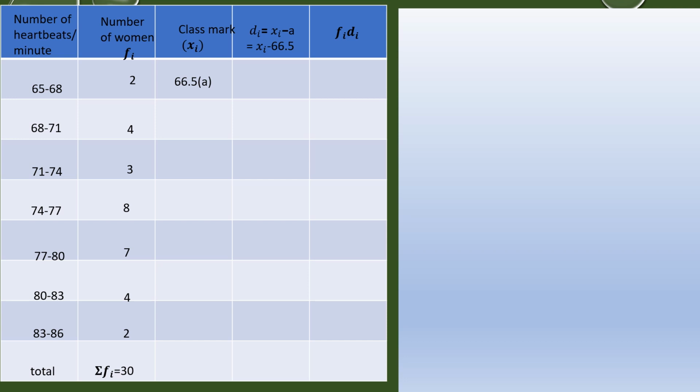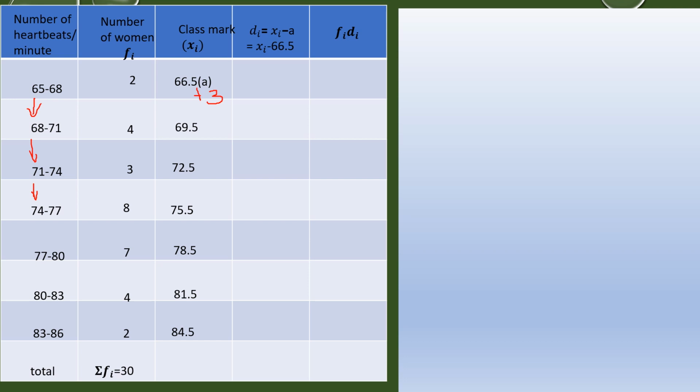Now what is the class interval here? 3. 65 plus 3, 68 plus 3, 71 plus 3. So we just have to add 3 to the class mark, so that we will get the class mark of the next class. 69.5, again 3, 72.5, again 3, 75.5, again 3, 78.5, again 81.5, and 84.5.